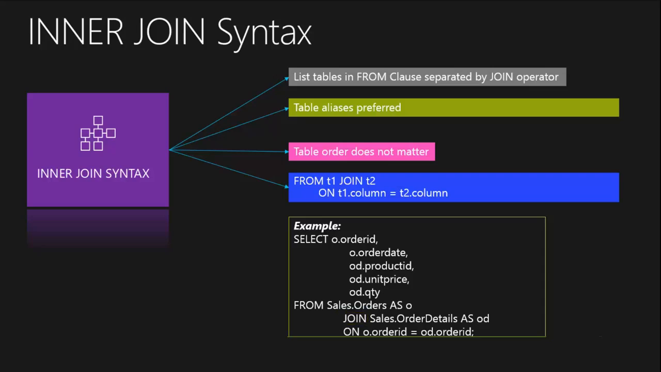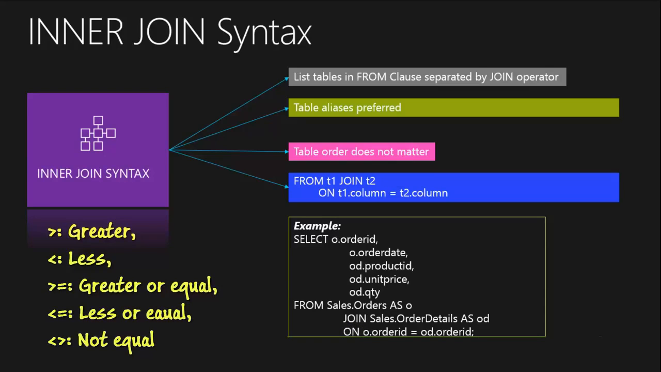Most of the time, join logic is based on matching values between the columns specified in the on clause. But it's also possible to include the logic using the greater than, less than, not equals, and such operators. Now let's see some examples of the inner join.